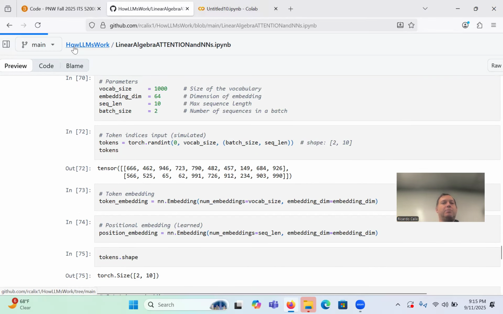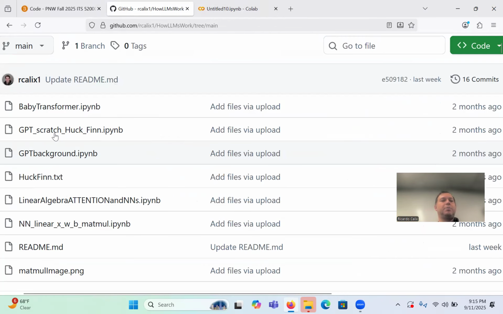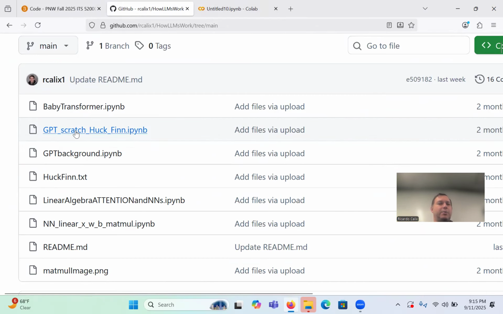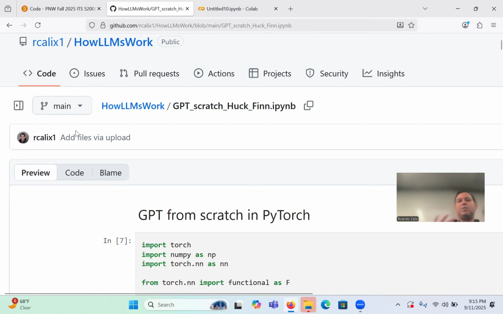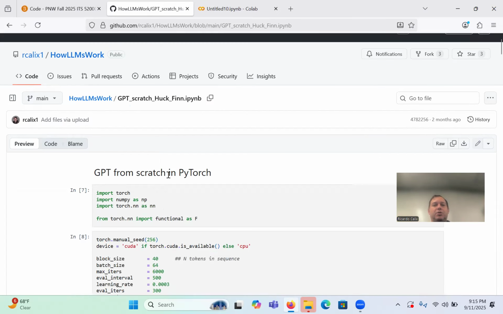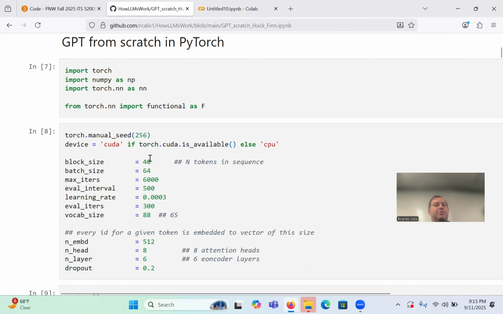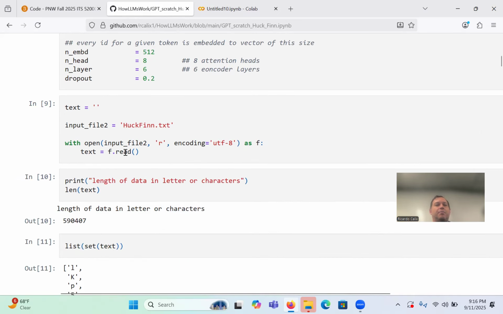But let's go back to the repo. Okay, so how LLMs work. For your homework assignment, remember the code that you will be using is this one, GPT Scratch Huck Finn. All right. There's still quite a bit we need to cover, but I just want to show you where the wax on, wax off thing fits in the actual code. So this is the code, right? You start at 40, you define the parameters, 40, embedding 512, right? So now these values start to make sense to you.